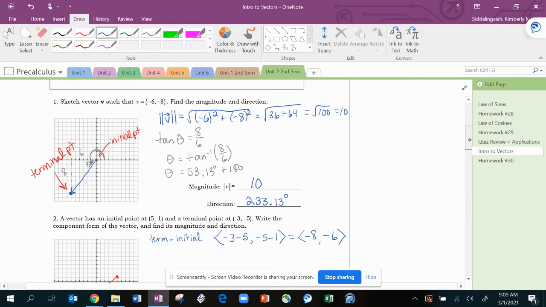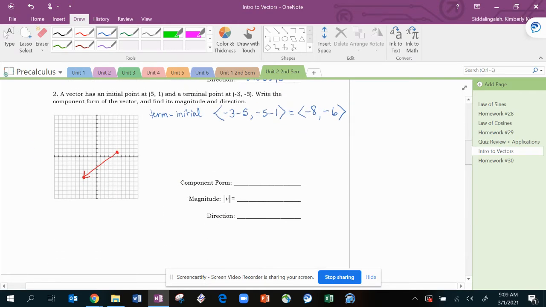That sounds familiar. Oh, it's almost like number 1. So let me redraw this in standard position. So -8, -6. So there's my ending point, there's my initial point. So notice this blue vector I just drew, it should look like a copy of the red one, just kind of slid down and to the left so that that initial point is at the origin.